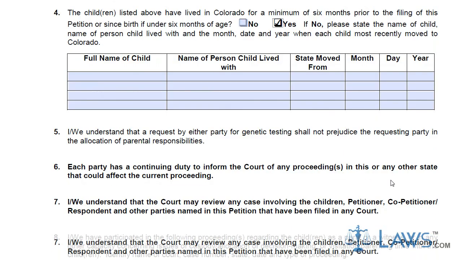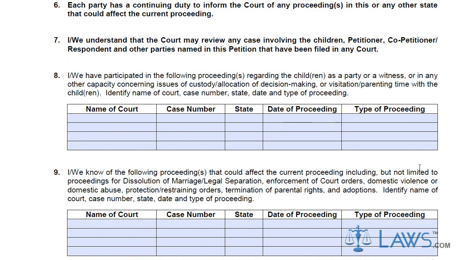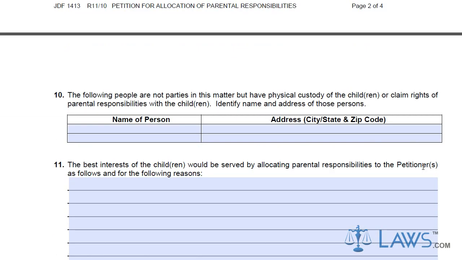Read through all of the remaining parts, ensuring that each party agrees to the stipulations made in the form. If the children have been involved in any previous court proceedings, list them in Parts 8 and 9. If any parties who are not petitioners have current custody of the children, they must be identified in Part 10.